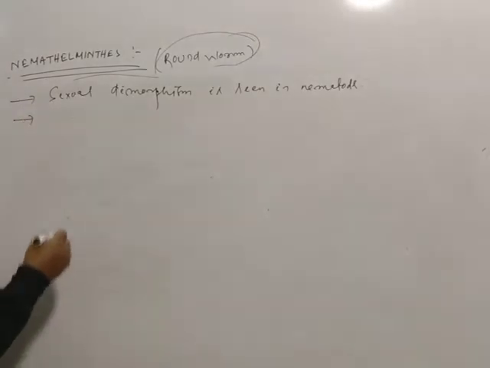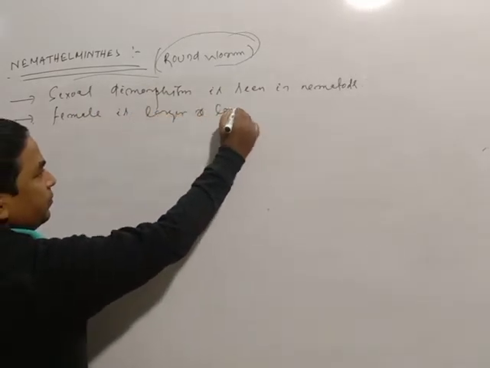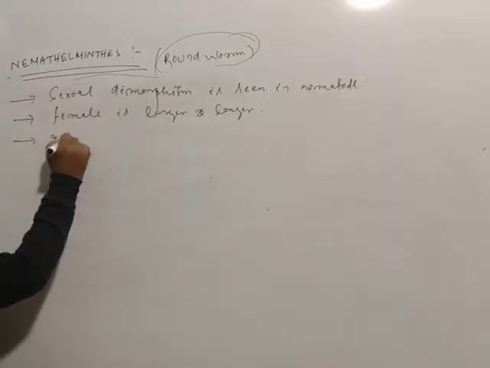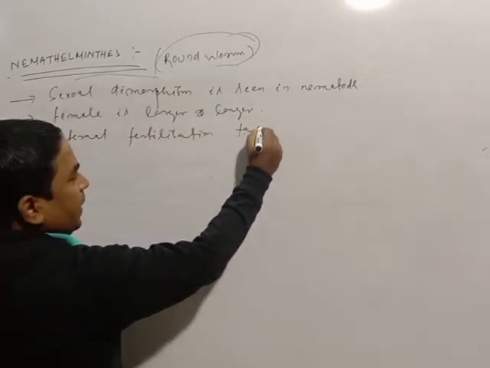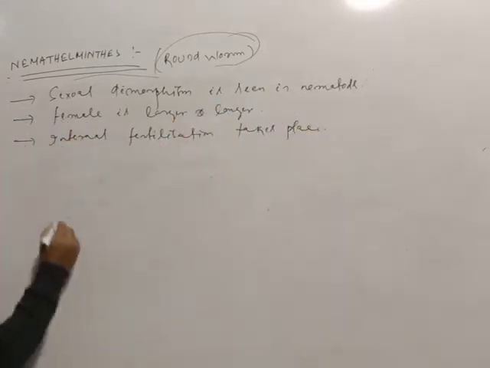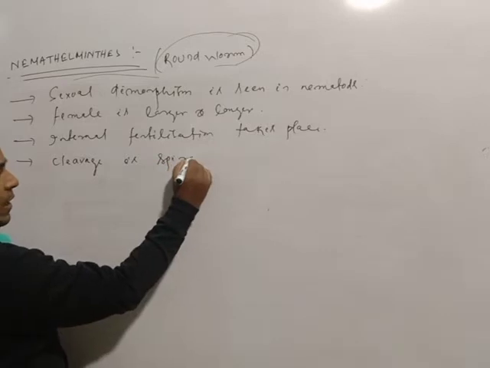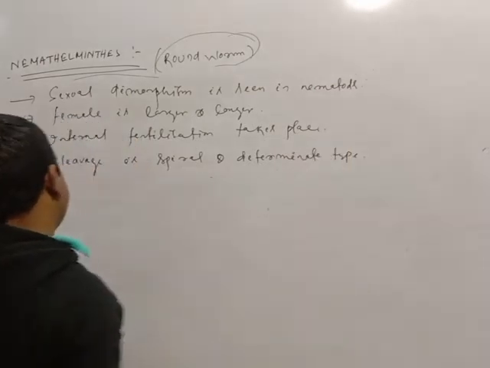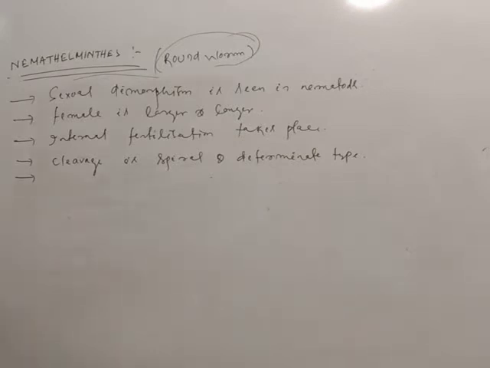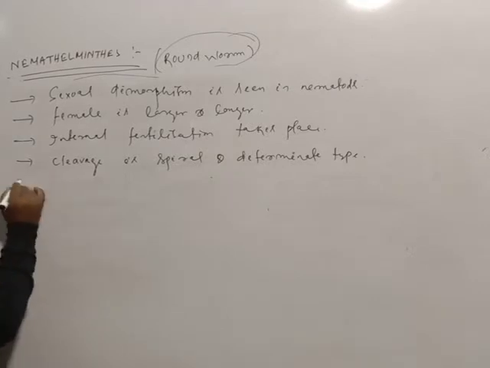Next, the female is larger and longer. Next, internal fertilization takes place. Next, cleavage is spiral and determinate type. Determinate type. Next, common members.